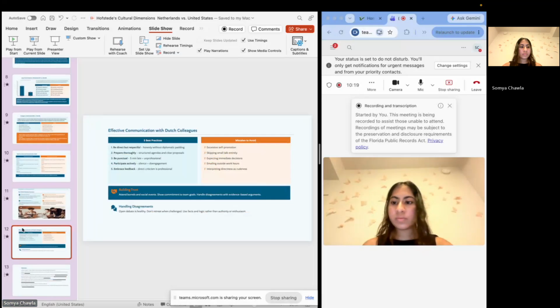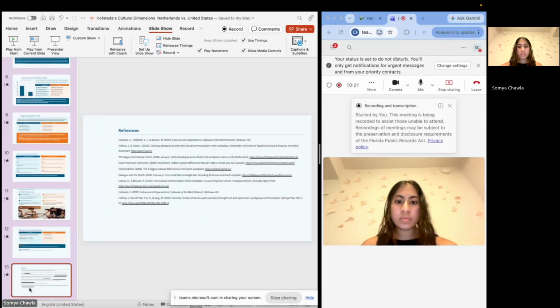Conclusion. Understanding how culture influences communication and workplace behavior, although the Netherlands and United States share the same values such as equality and individualism, they differ slightly in areas such as long-term planning and communication styles.